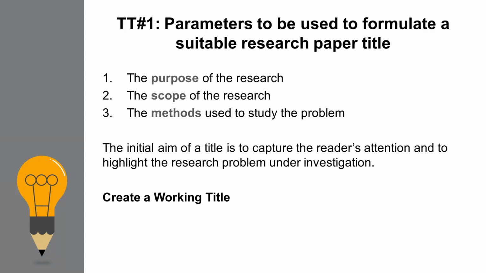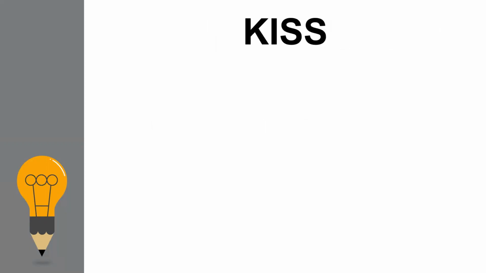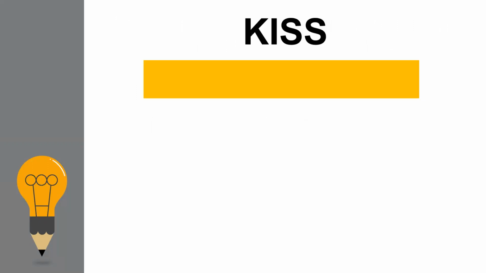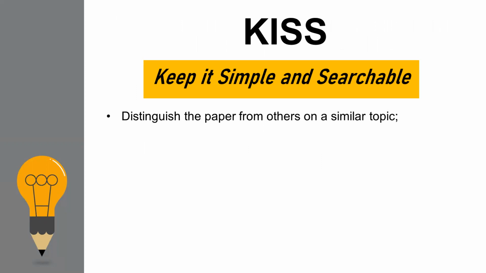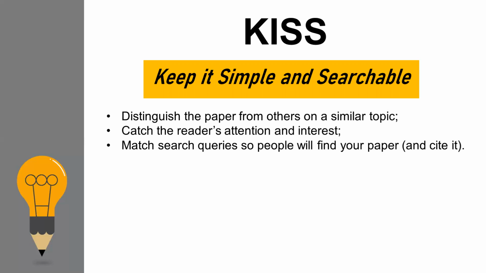So let's create a working title. At this stage, just create a working title for your research, and for that, the mantra is KISS. What is it? Keep it simple and searchable. So when we are formulating our title, let us keep it simple and searchable. Distinguish the paper from others on a similar topic, because you may be doing a research. Catch the reader's attention and interest by stating how your study is different from others. So that element should come in your title. Match search queries so people will find your paper and cite it.